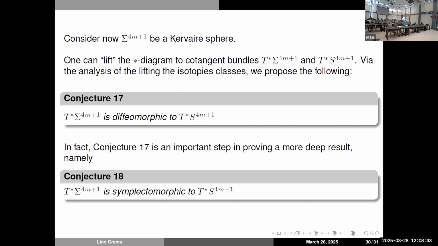Now let's consider this Cavenaghi sphere, not the manifold. And we can lift this star diagram to the cotangent bundle of the exotic spheres and the regular sphere. And we can make a careful analysis of the lifting of the isotopy classes of these exotic spheres, because the whole game is encoded in this isotopy class, how we are doing this boundary. And we can propose the following conjecture. These two cotangent bundles are diffeomorphic.